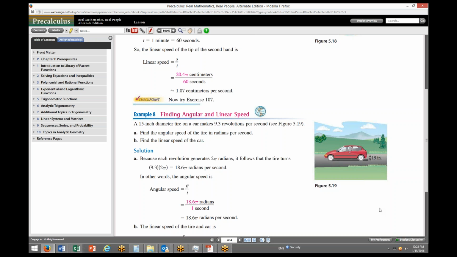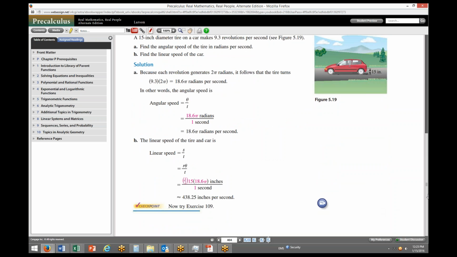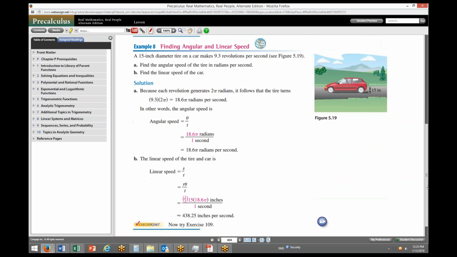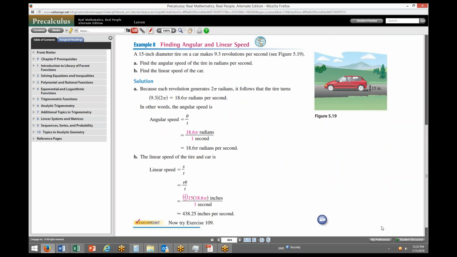And our job is two things: find the angular speed of the tire in radians per second, and then find the linear speed of the car. And we could do it in inches per second because the tire dimension is given to us in inches. Now we could give it in inches per second, but of course that's not too useful to us in most cases. We probably want to convert that to miles per hour. That would be more interesting. But anyway, let's do it as it's given to us.